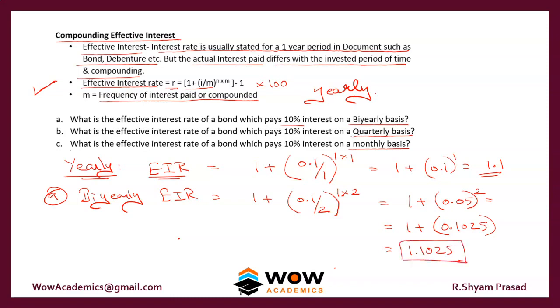If you see this answer and this answer, it will differ because here only one time you are going to receive the interest, but here you are going to receive the interest 2 times. So here it is only 10% that you get as interest, but here if you see it's 10 plus .25, that is the interest that you are receiving. So in essence we can put it like this, here you are not going to receive the 10%, you are going to receive the 5% in 2 installments. So that is what happens in bi-yearly EIR.